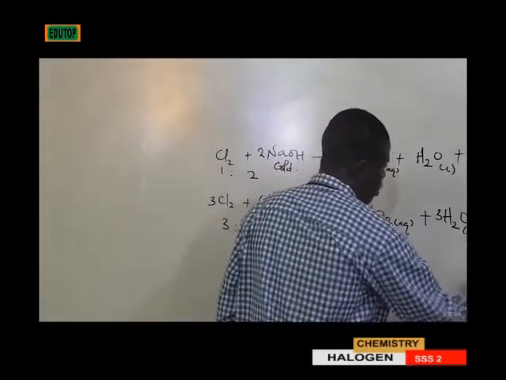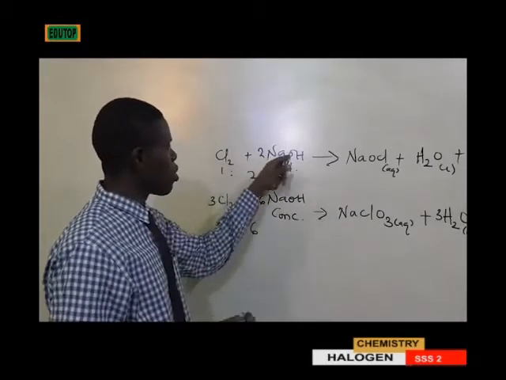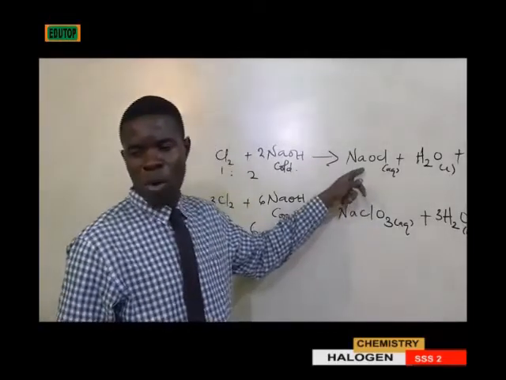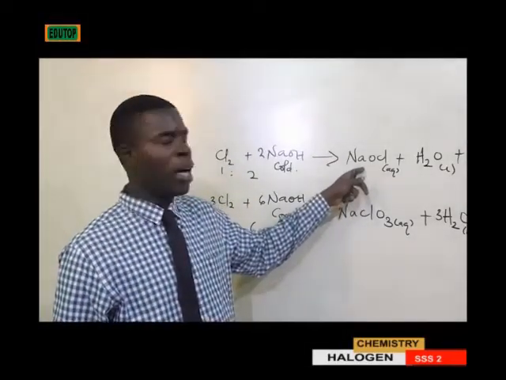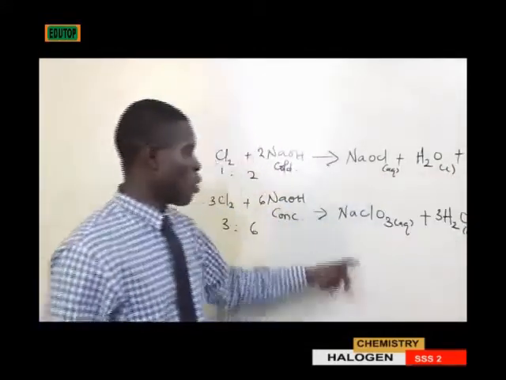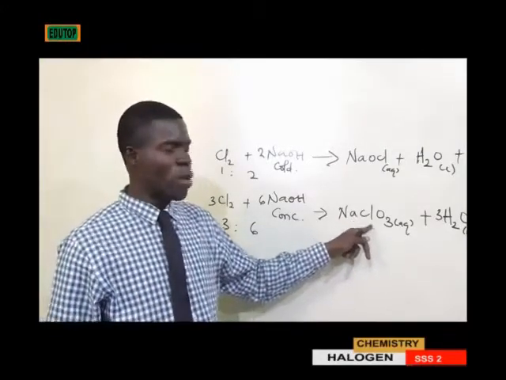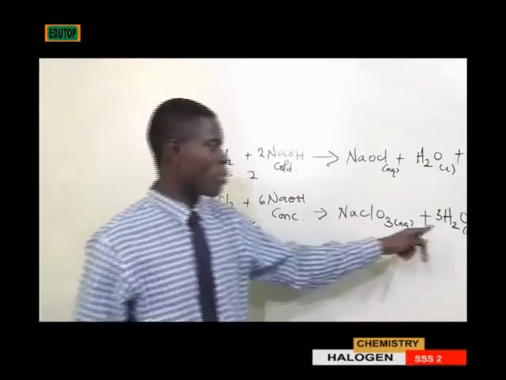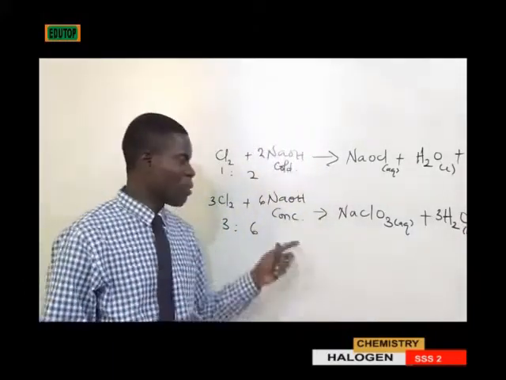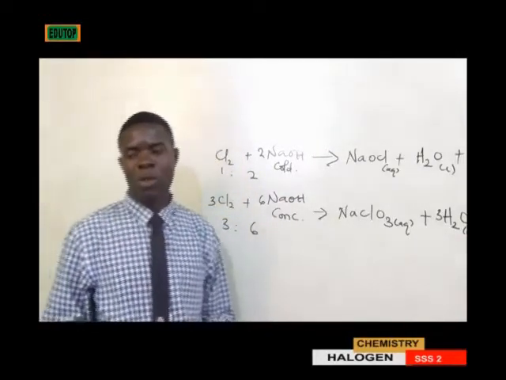So what it means is that when chlorine reacts with cold sodium hydroxide, sodium oxochlorate(I) is formed with the respective products. While in the other case, you have sodium trioxochlorate(V) and the respective water and sodium chloride. So this is an important reaction in the chemical properties of chlorine.